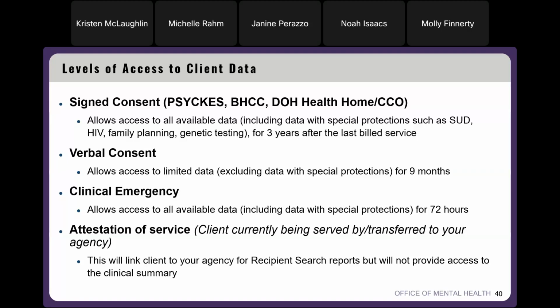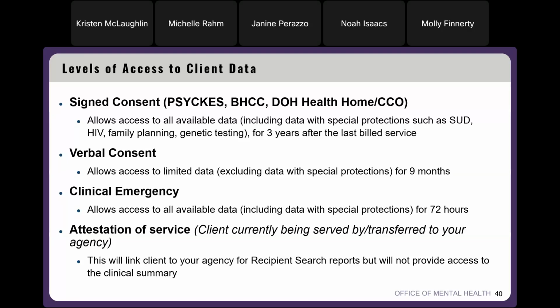So if a client is at risk of harming themselves or anybody else, that's an imminent risk, that's when you would want to utilize the situation. And then hopefully after some time has gone by, maybe you can always revisit that consent option.